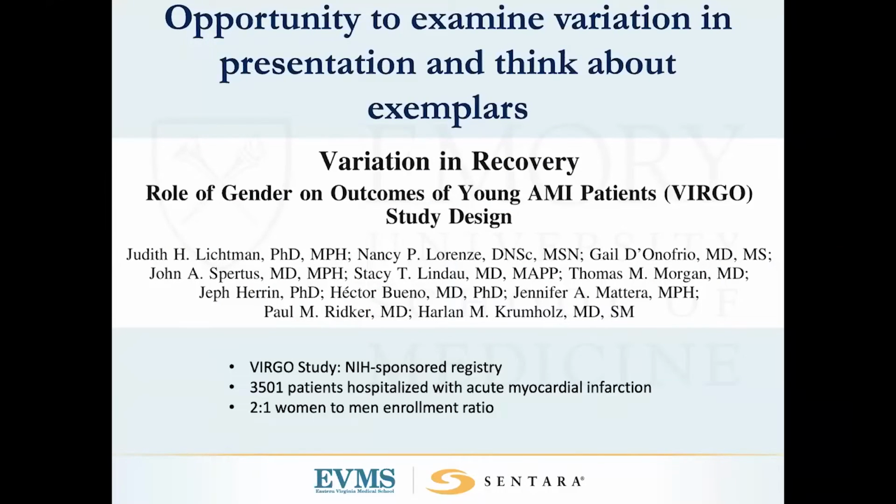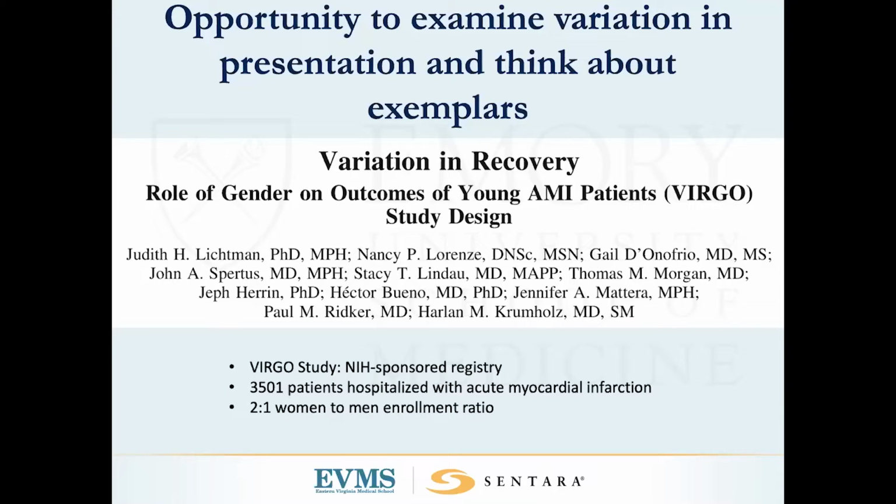So I had the opportunity to examine the variation in how people do present with acute myocardial infarction, and to think about exemplars, because I participated in an NIH-sponsored registry called the VIRGO. It was led by Harlan Krumholz and other investigators, Judith Lichtman and others at Yale. And I was the local PI on this in Norfolk. The registry signed up 3,501 patients who were hospitalized with acute myocardial infarction.